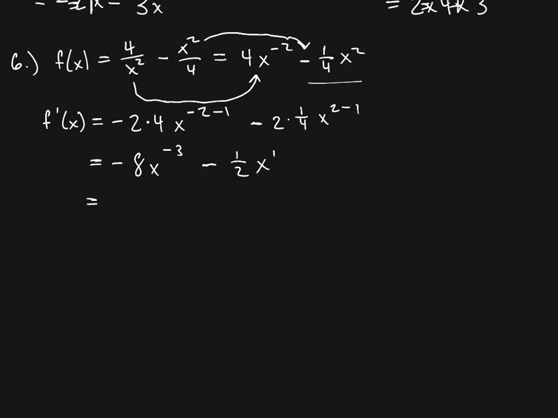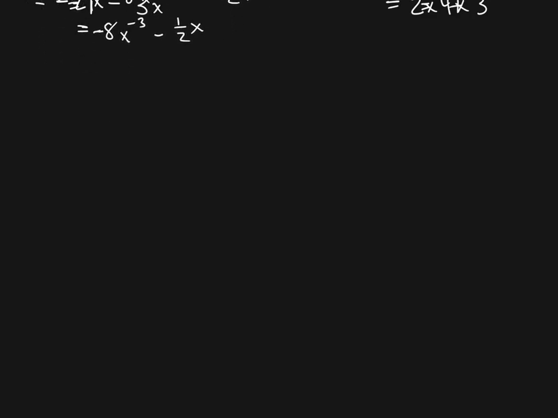So I can rewrite that. Minus 8x to the minus 3 minus 1/2 x is our derivative for problem number 6. Now, of course, I'm showing more steps here than are really necessary. You don't have to show all of these steps. Once you get the power rule down, you can kind of skip some of these steps, but for now it's good to see them.